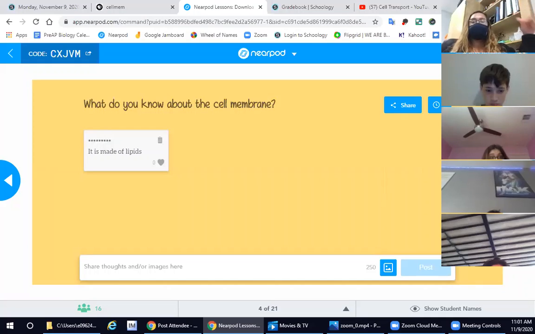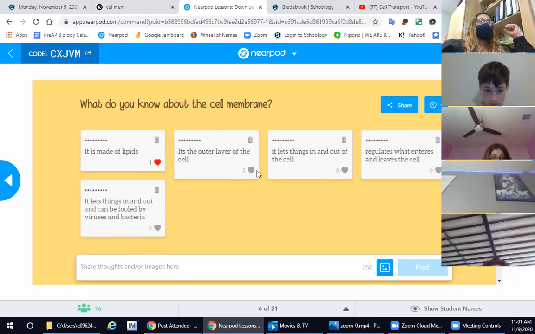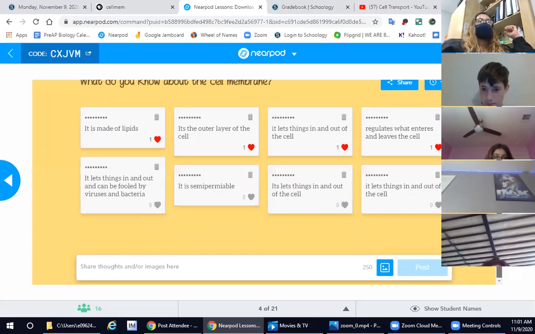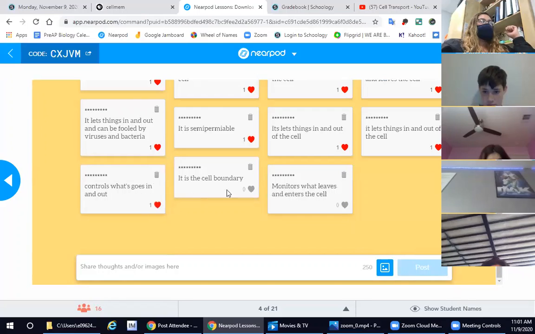It is made up of lipids. Good job. It is the outer layer of the cell. It lets things in and out. It regulates what enters and leaves the cell. Yes, that's correct. It can be fooled by viruses and bacteria. It's semi-permeable. It controls what goes in and out. It's the cell's boundary. It monitors what leaves and enters the cell.